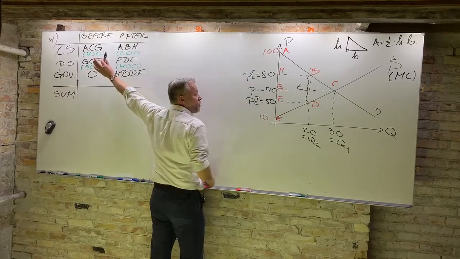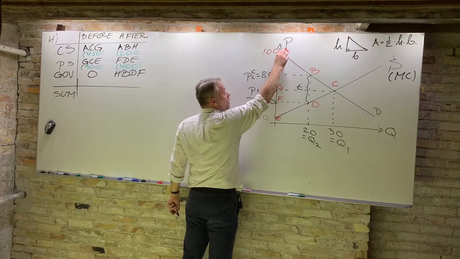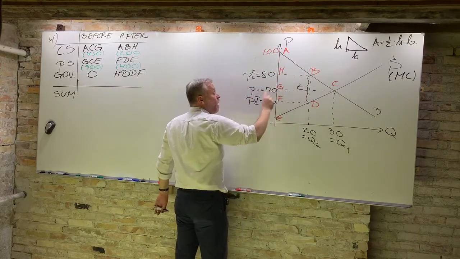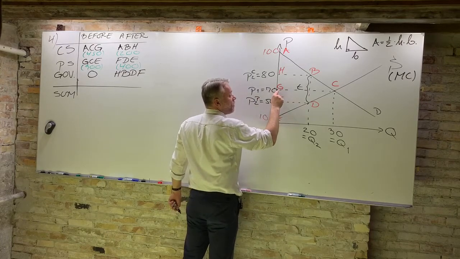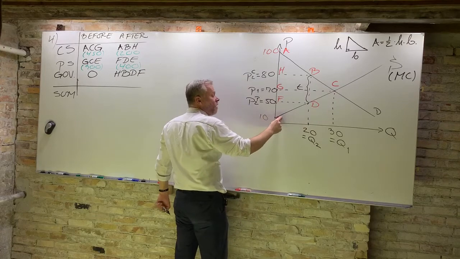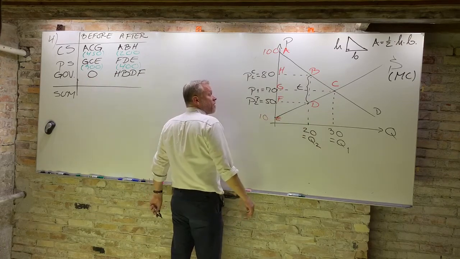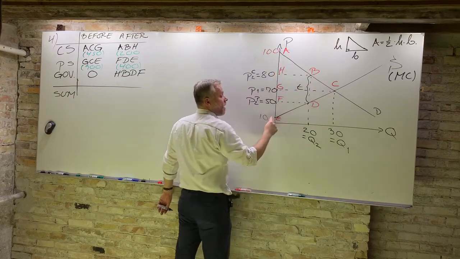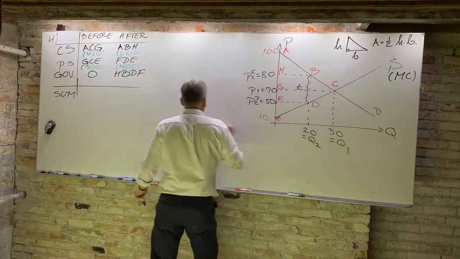So if we look at the situation before the introduction of the tax, consumers have got a consumer surplus corresponding to the area ACG, and producers have got a producer surplus equal to the area GCE. Since government then has got no revenue, if we add together the consumer and the producer surpluses, we must get this entire area, which we could call ACE.